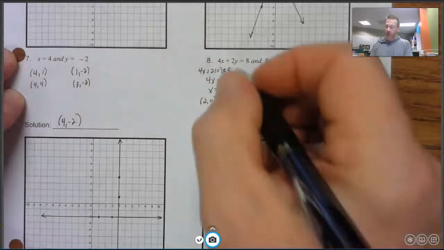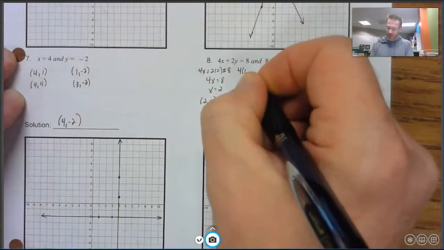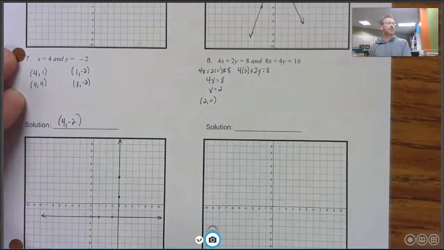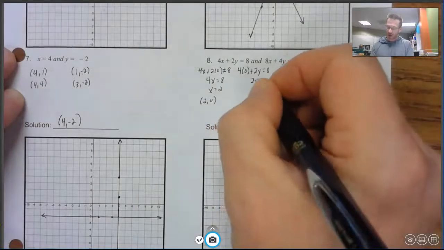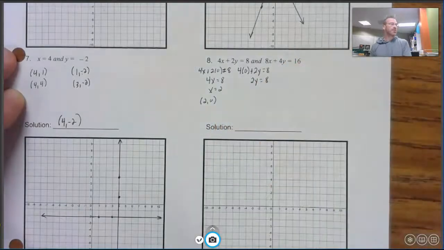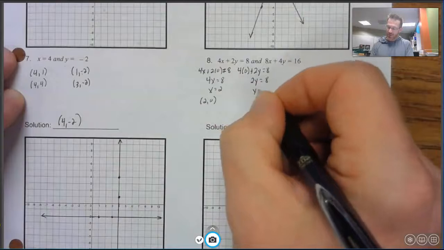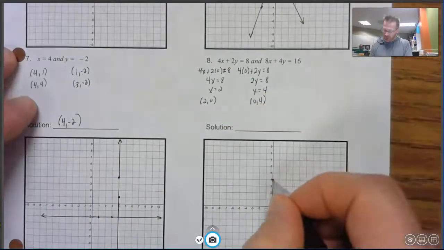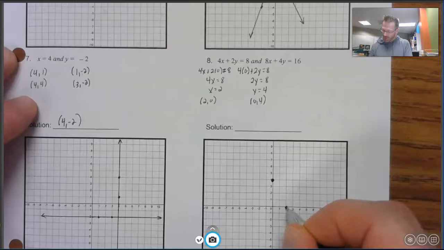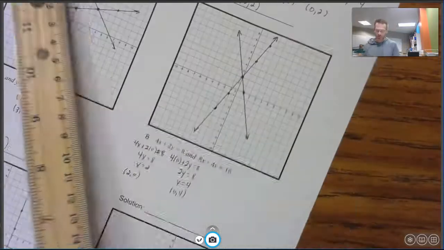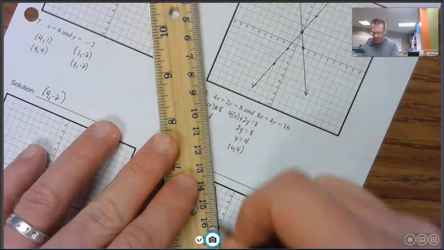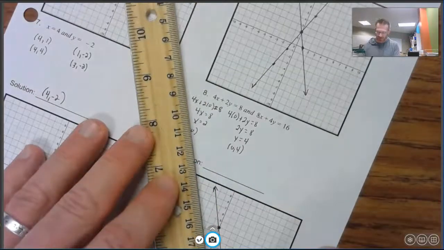Now let's find the y-intercept. If I'm looking for the y-intercept, I know x has to be 0. And I get that 4 times 0 is 0. That leaves me 2y is equal to 8. Well, 2 times what is 8? That would be 4. So my y-intercept is (0, 4). So (0, 4) is right here, (2, 0) is right there. Let's just draw that line real quick. All right, so there's our first line.